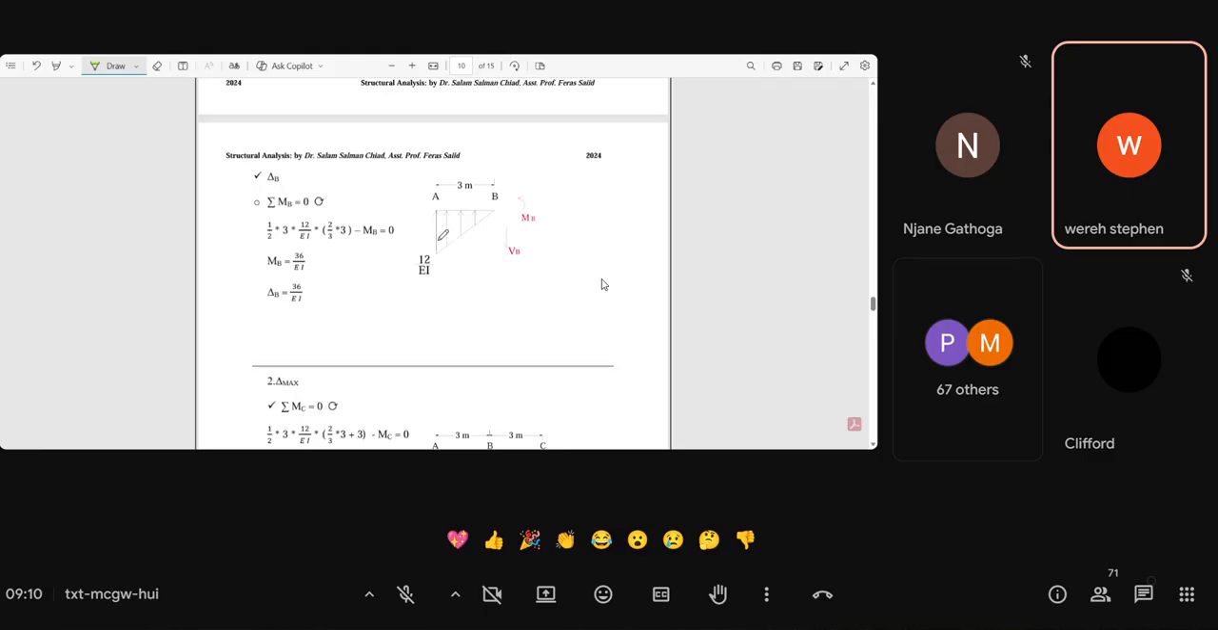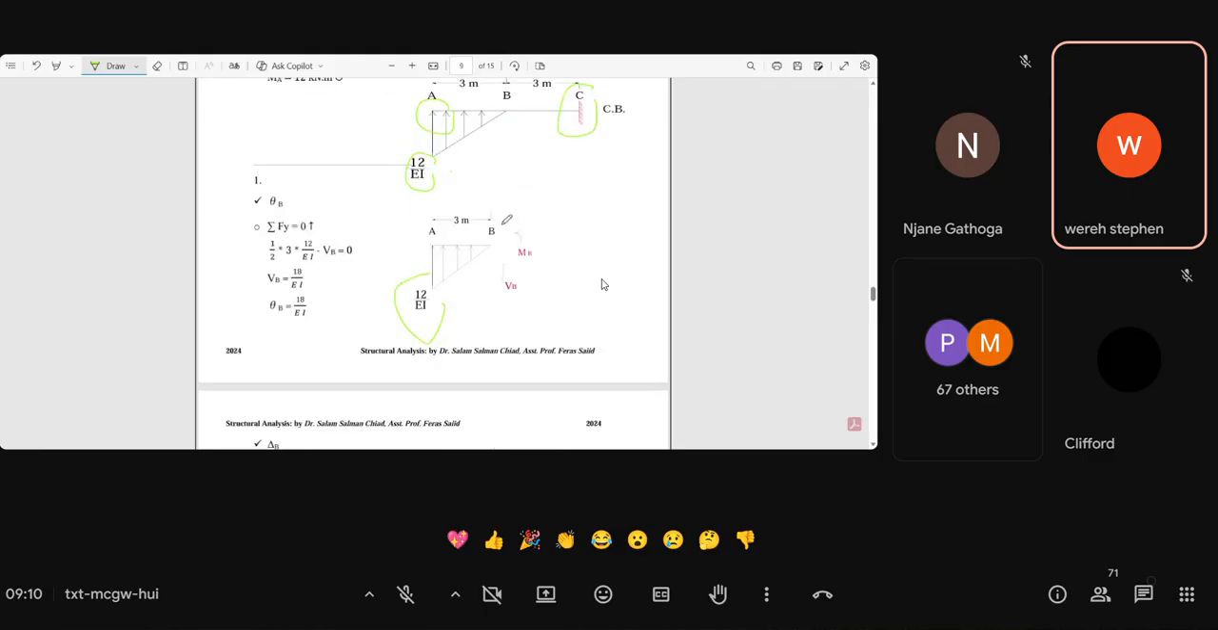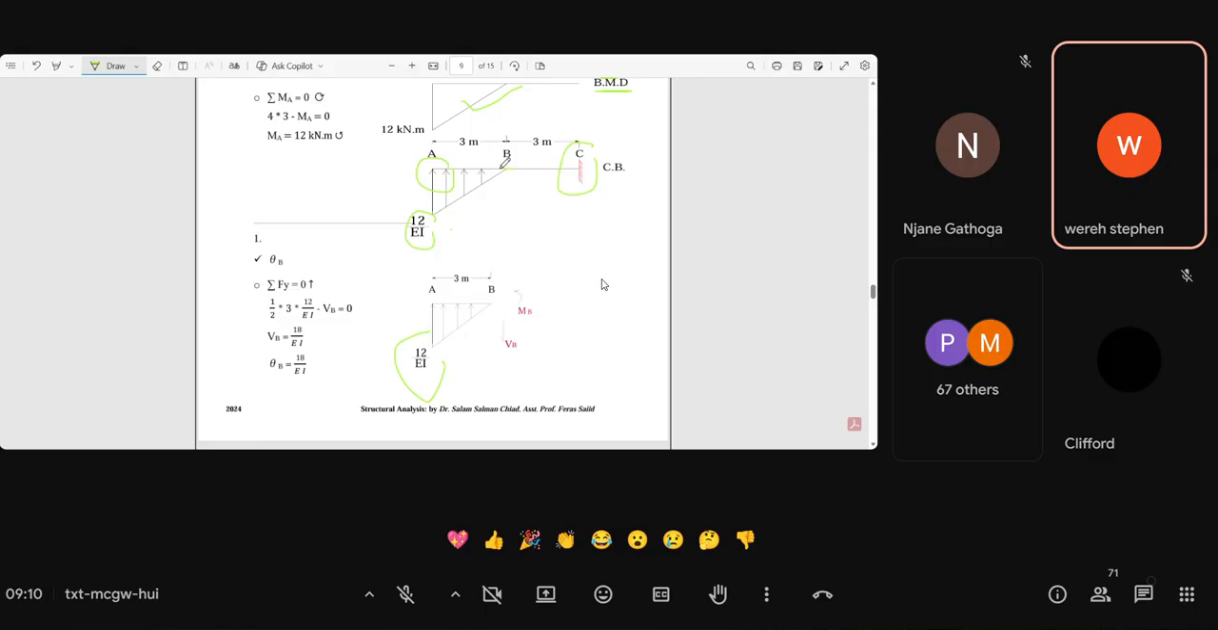It will be the shear force. So to get the bending moment at point B here, it will be 12 over EI times this distance from here to point B, then minus the total load of this triangular load, which is half times 12 over EI times 3, times the distance from the center of gravity of this triangular load to point B, which in this case, because we are coming from this smaller side, is 2 over 3 times 3.